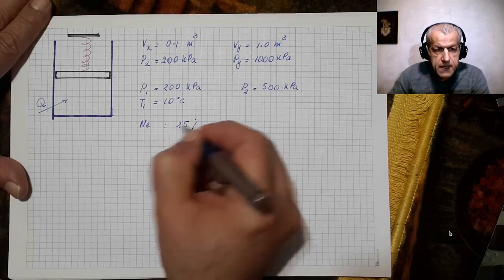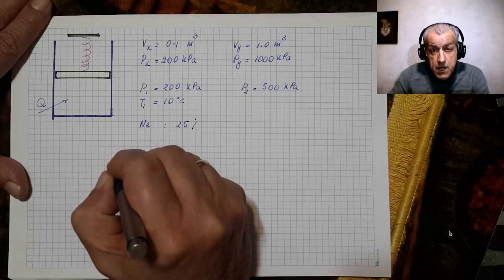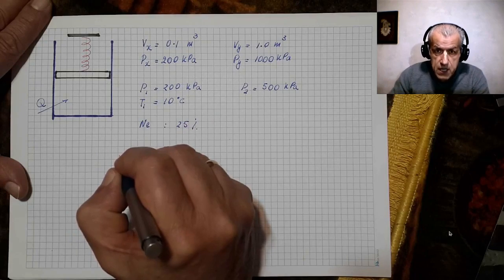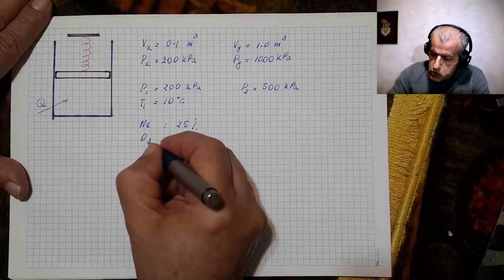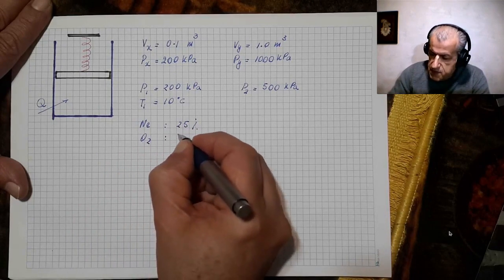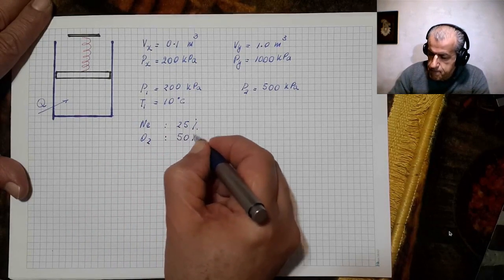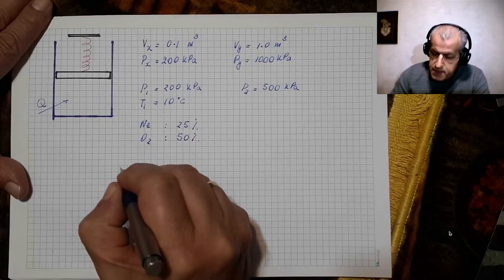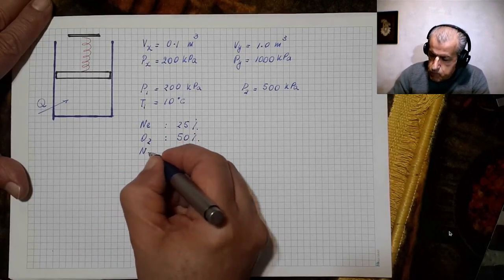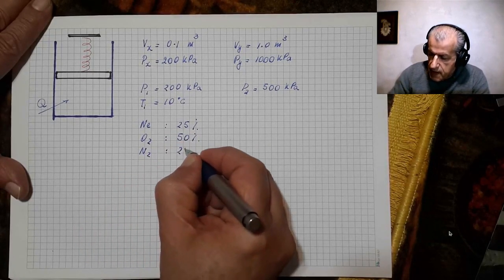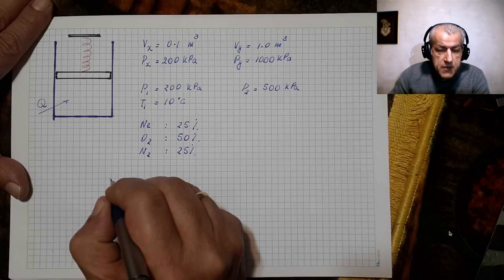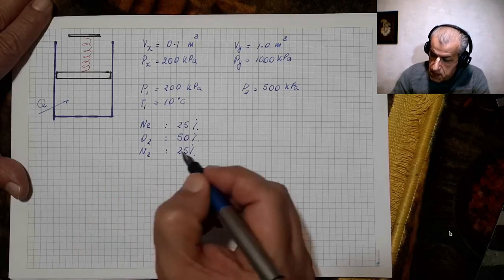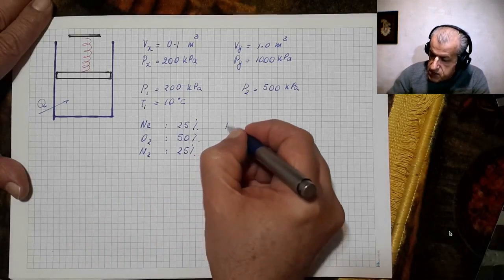25% by pressure. The pressure fraction is 25%. It is O2, which is 50%, and it is N2, which is 25%. These are the pressure fractions.